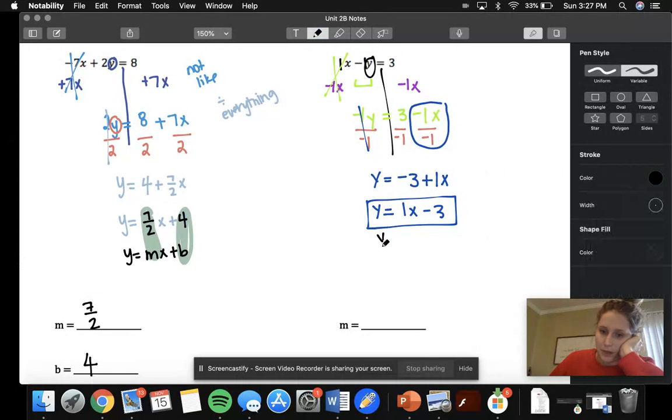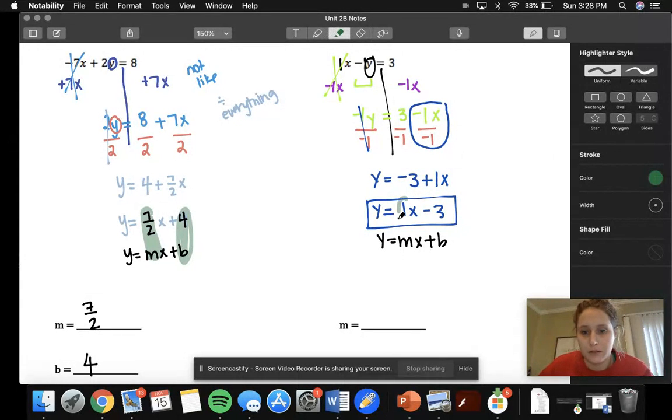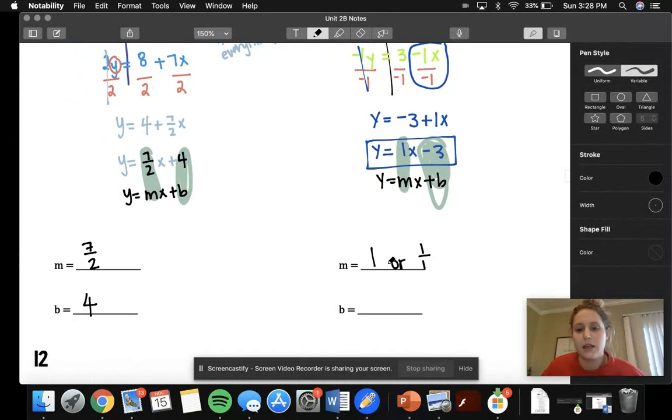So y equals mx plus b. It looks like my slope is 1, or a 1-to-1 ratio, and our b value is -3.